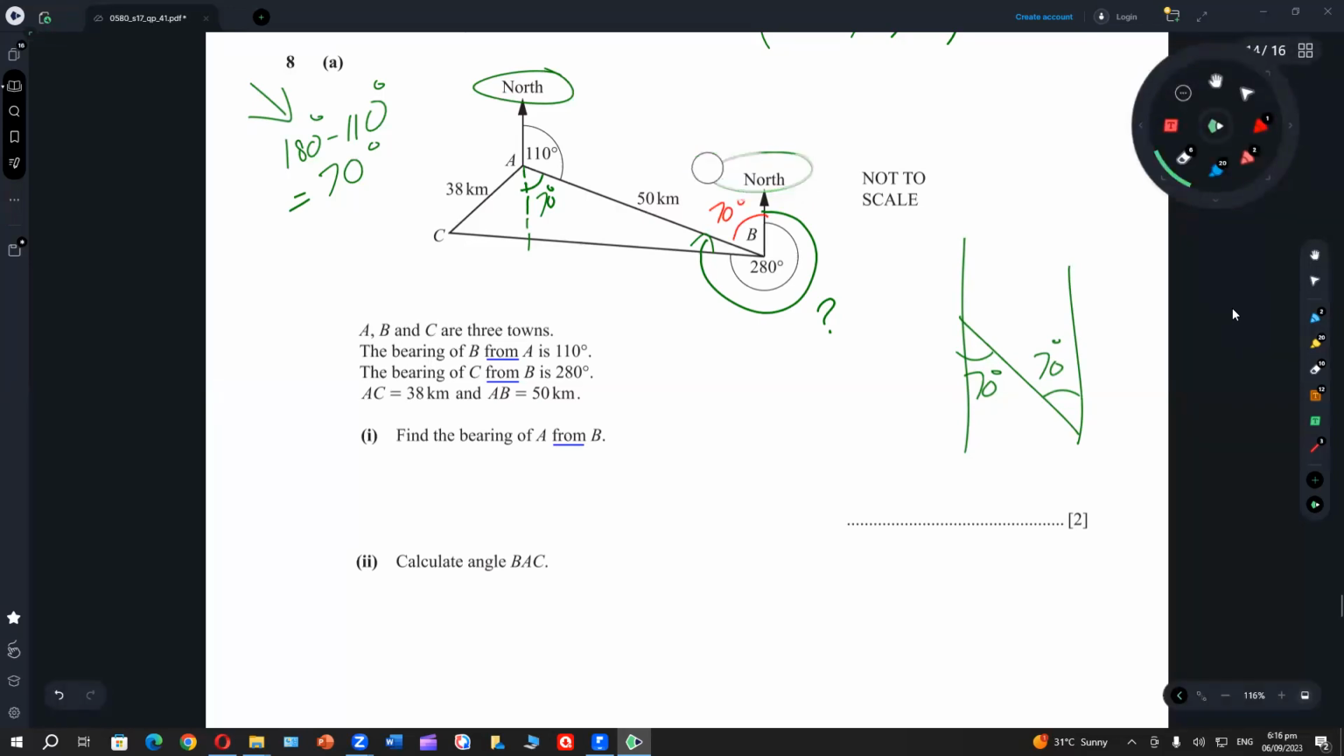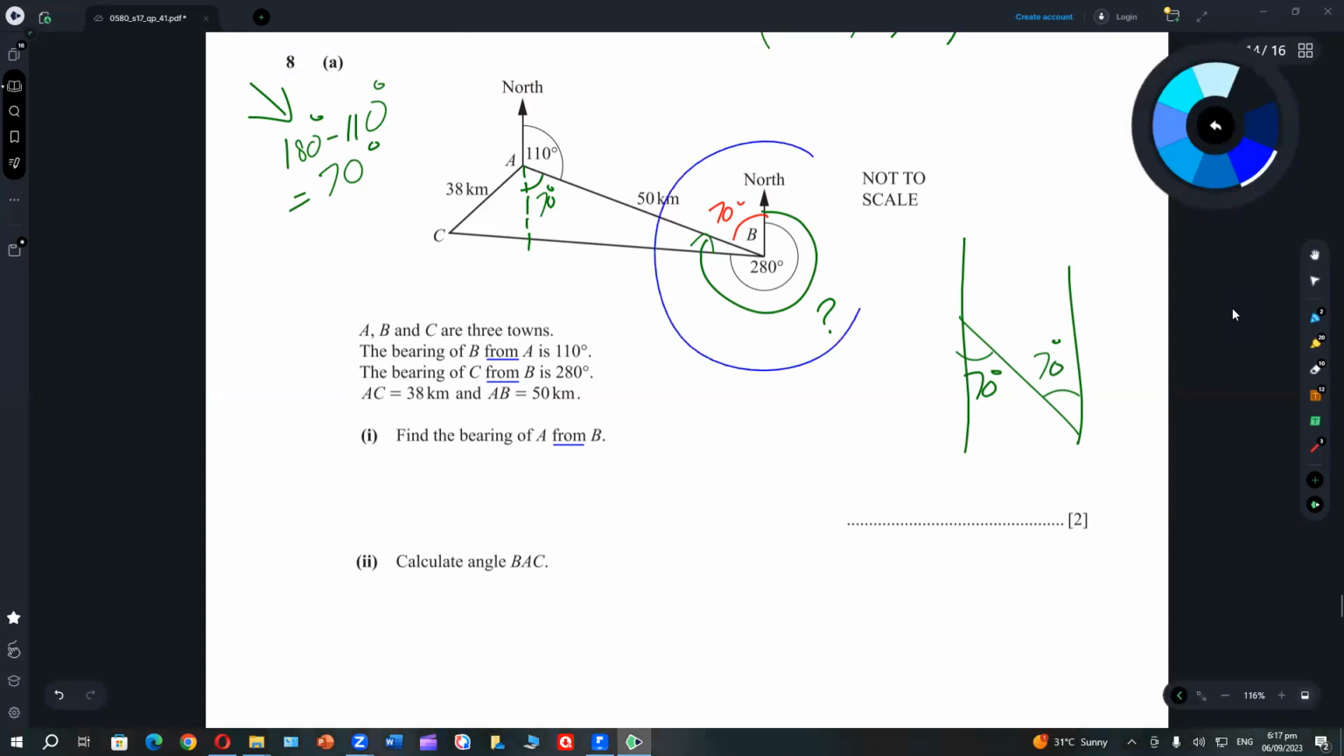Okay, so then you would do 110 plus 70. Now 70, and look at the green angle. You need this green angle. Look at the question mark. The total angle in a circle is how much? 360. I have the red angle 70 and I need the green angle. So you do 360 minus 70? Good.